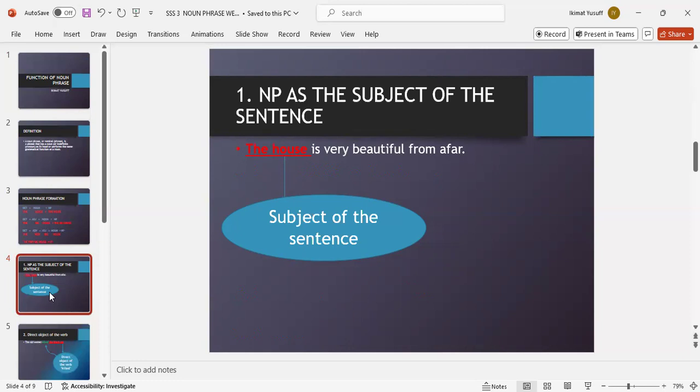So most times when you have the noun phrase appearing first in an expression, they perform the function of the subject of the sentence. So obviously what we are talking about in this expression is the house, which is the subject, our main cause of expression.